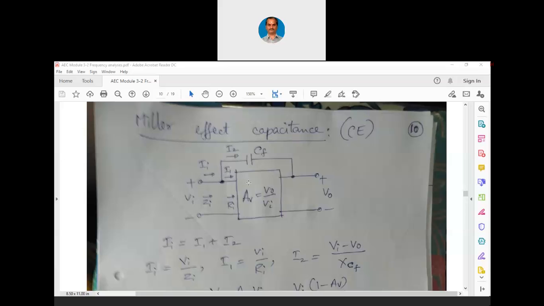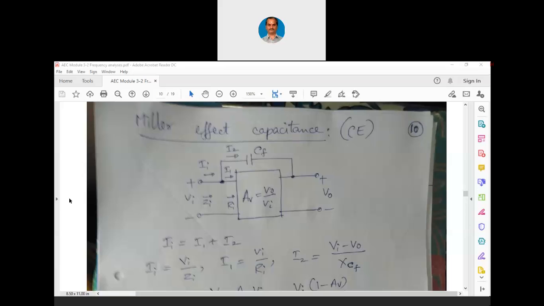Looking at the input circuitry, you can visualize that out of the total input current, part of the current goes into the amplifier, and the remaining part of the current goes through this parasitic capacitance. That means between base and collector there is that junction, and Cf is indicated as that parasitic capacitance. The reason why we have written Cf is that it is a feedback capacitance, that means the output can be coming back to the input also. That way it is written.